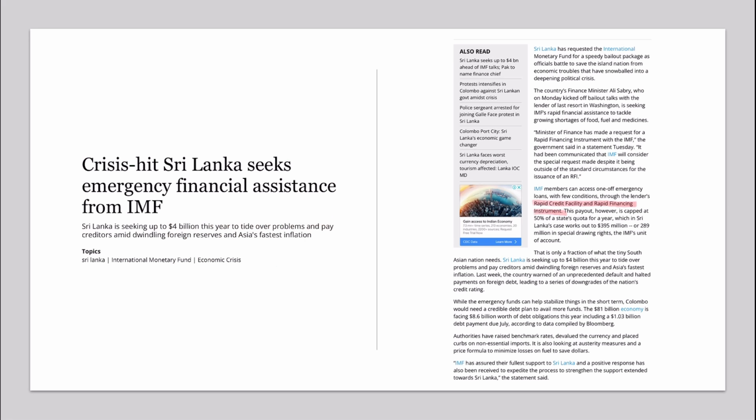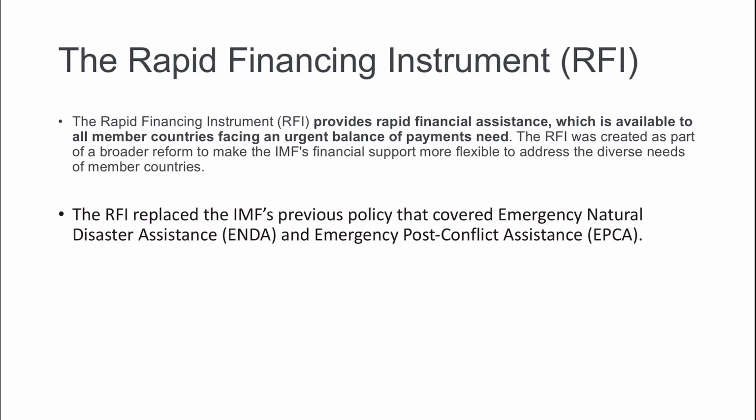Now, from where this question got raised? It happened in the Sri Lanka crisis, when the Sri Lankan government went to the IMF for taking assistance. So you can find these words mentioned here. Now, what is the Rapid Financing Instrument actually?